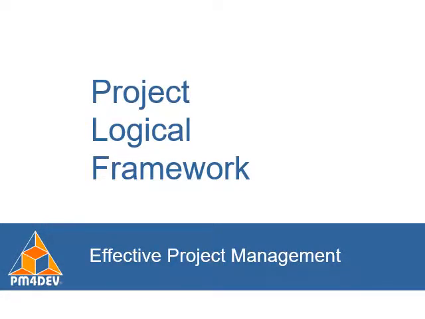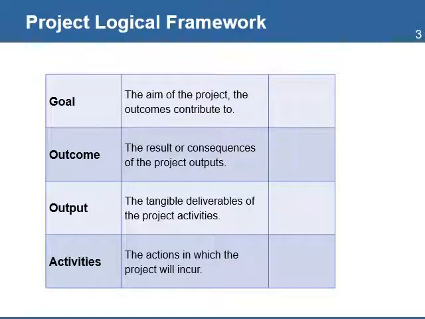The Project Logical Framework. An important input to develop the WBS is the information created in the Logical Framework, or LF matrix. The LF matrix is a tool used in the design of a project. The Logical Framework describes the hierarchical structure of the project components, from the project goal to outcomes, outputs, and activities, and describes the vertical logic of the project.